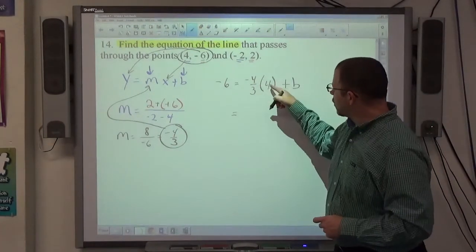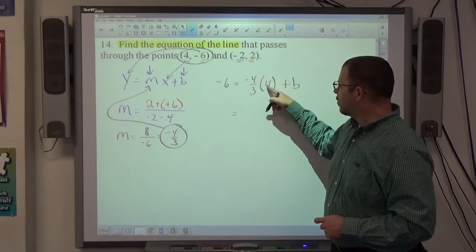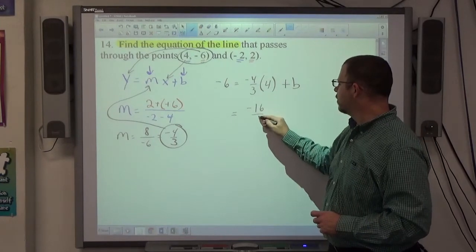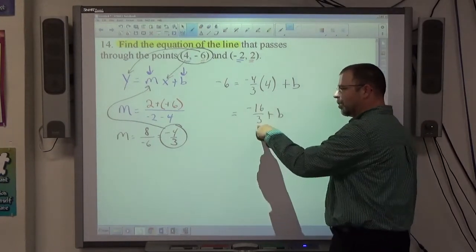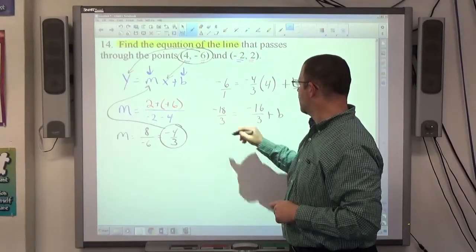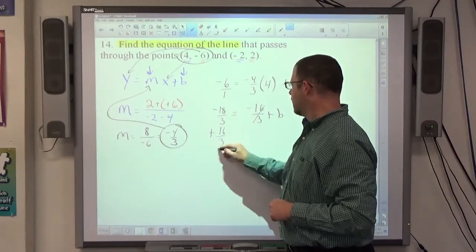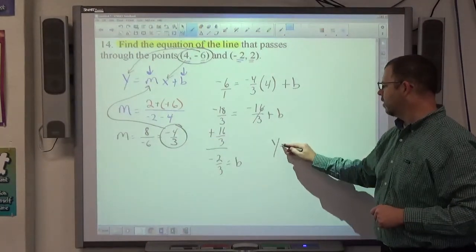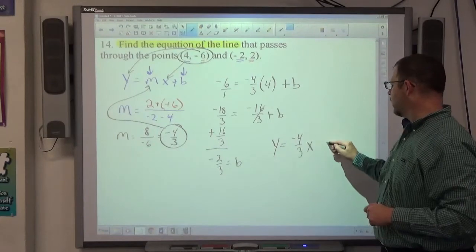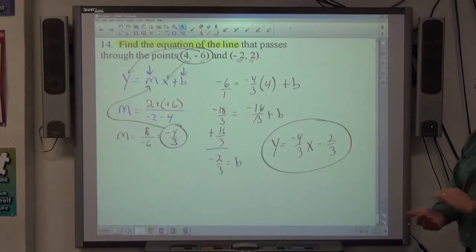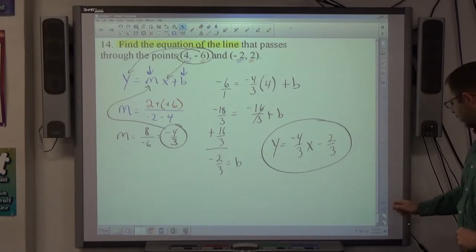If I look at the right hand side, I'm multiplying an integer times a fraction. The denominator and integer don't reduce, so all I can do is multiply the top. So negative 16 thirds plus b. This is thirds, so I need this to be thirds. Currently it's first, so times 3 makes negative 18 thirds. I move the 16 thirds over. Negative 2 thirds equals b. I have a slope, I have a y-intercept, I have an answer. Y equals negative 4 thirds x minus 2 thirds. So again, same 2 points for 12 and 14. One says find the equation of the line, one says find the distance. Make sure you do what you're supposed to do in each of those problems.